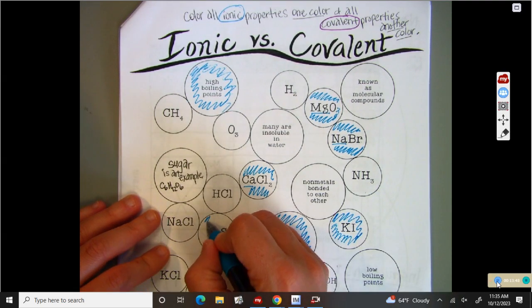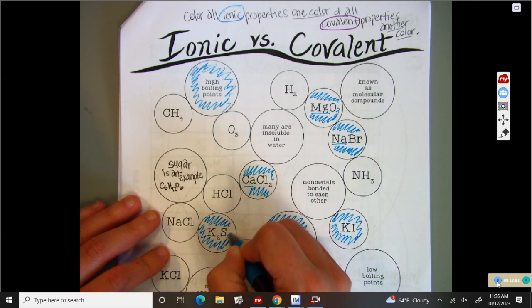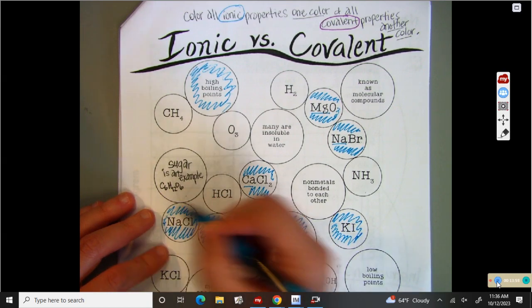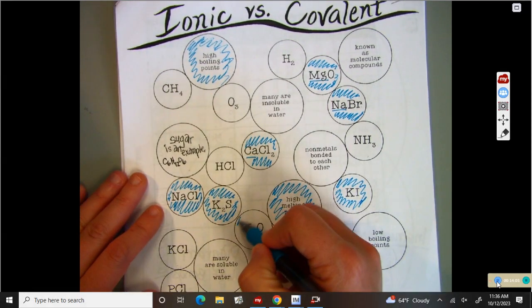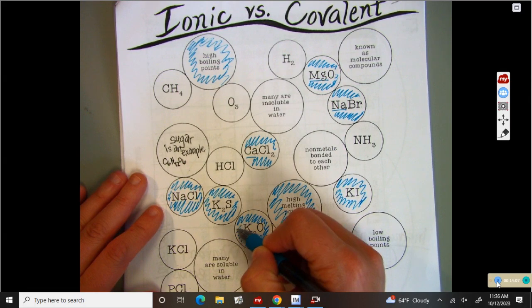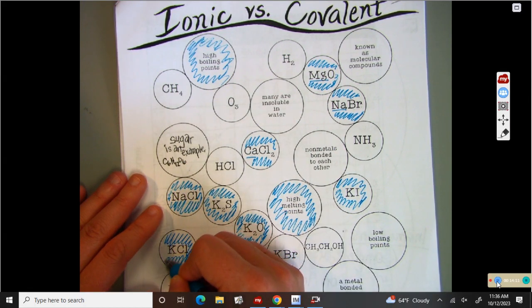Potassium is a metal, so ionic. Sodium is a metal, so there's another ionic. It's easier to do all of the same ones instead of putting down and picking up your colors every time. That way you can stay true to which one you're doing. Potassium is ionic because it's a metal. This one's ionic because it's a metal.